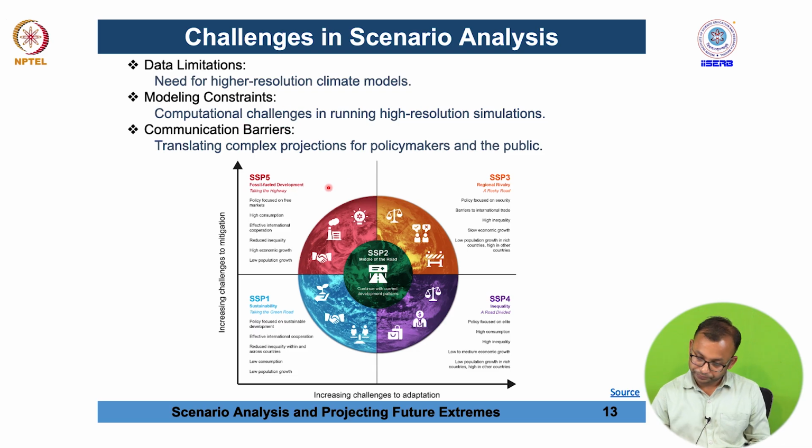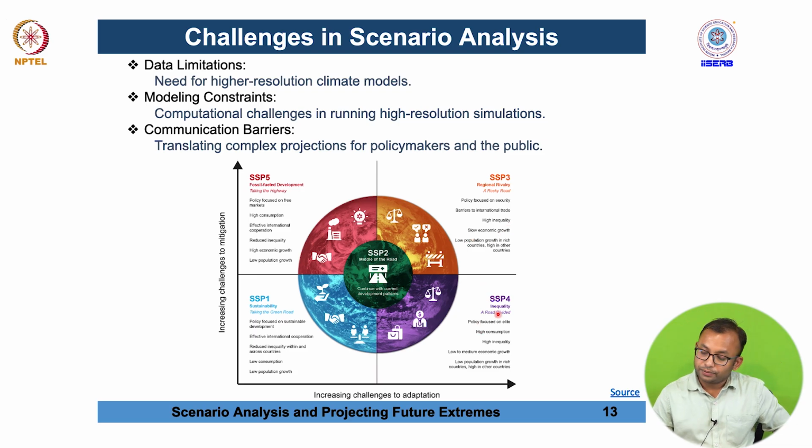And then for different scenarios, we have different types of challenges for mitigations. For example, when you are talking about lower emission scenario, low consumption, low population growth, reduced inequality and all. When you are talking about SSP 4, SSP 3, that is we are talking about policy focus on security, barriers to the international trade, high inequality, slow economic growth like that.